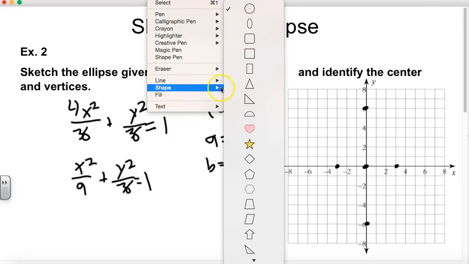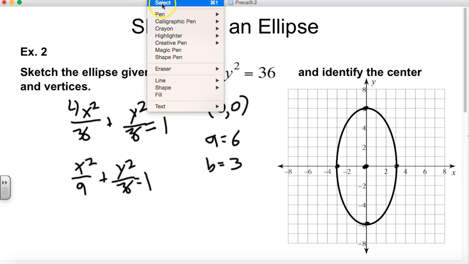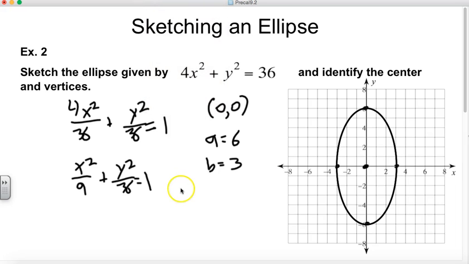our points to draw an ellipse, and at that point you just do your best to draw an ellipse. I'm going to use this cool tool because I can, and draw as close to one as I can to get it to go through all the points. That looks pretty good. So there is a sketch of the ellipse, and if you want to identify the center and vertices, we can just label those. Center is 0, 0, and then your vertices are at 0, 6, and 0, -6.